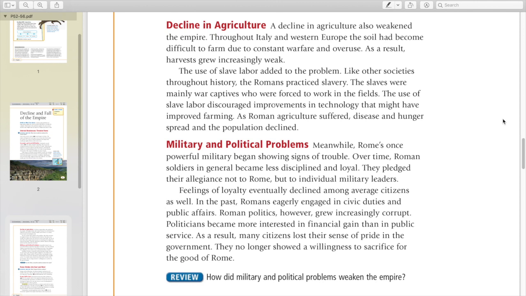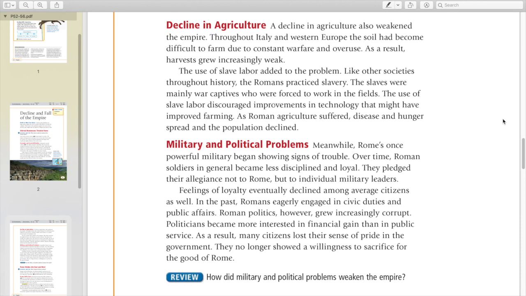Military and political problems. Meanwhile, Rome's once powerful military began showing signs of trouble. Over time, Roman soldiers in general became less disciplined and loyal. They pledged their allegiance not to Rome, but to individual military leaders. Feelings of loyalty eventually declined among average citizens as well. In the past, Romans eagerly engaged in civic duties and public affairs.